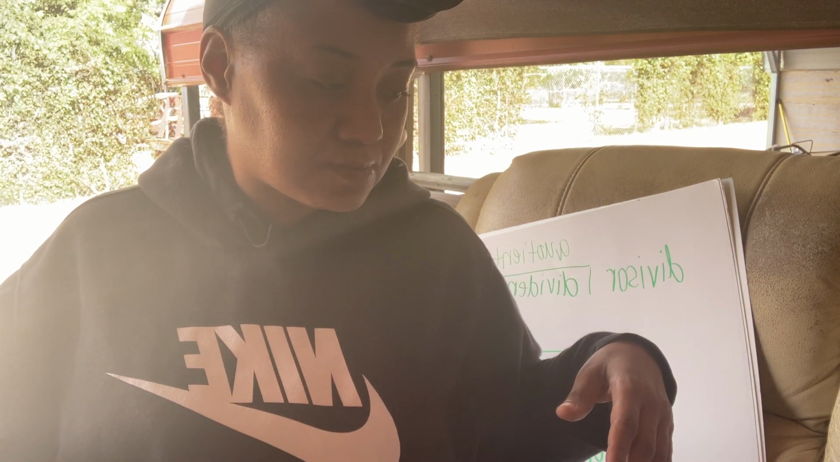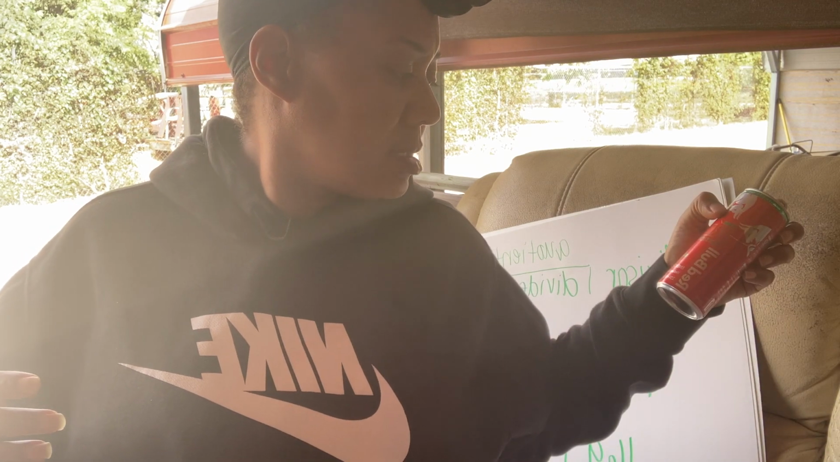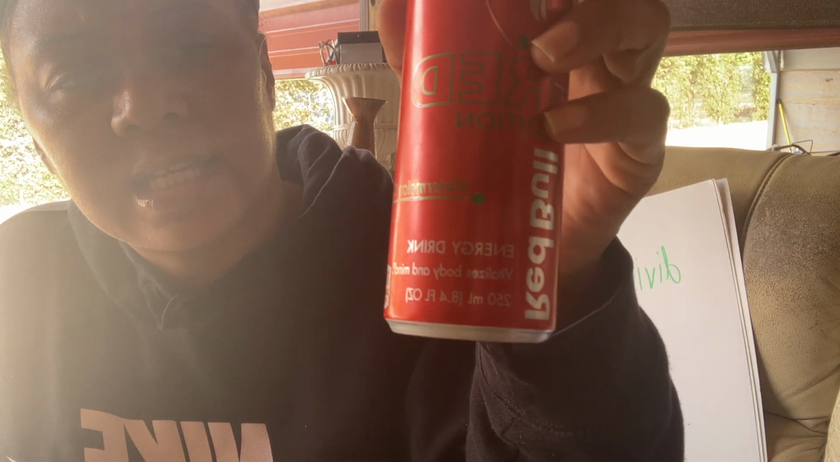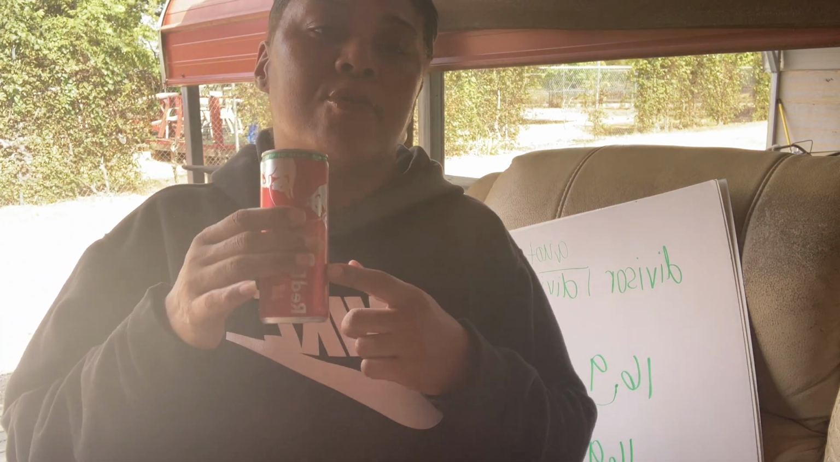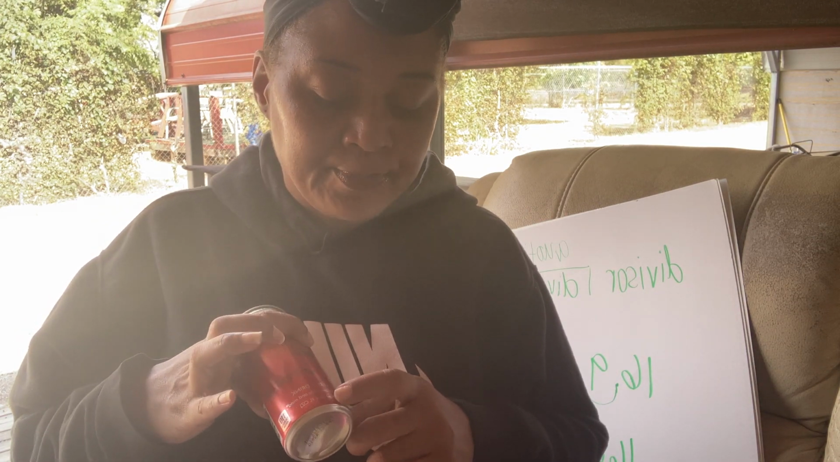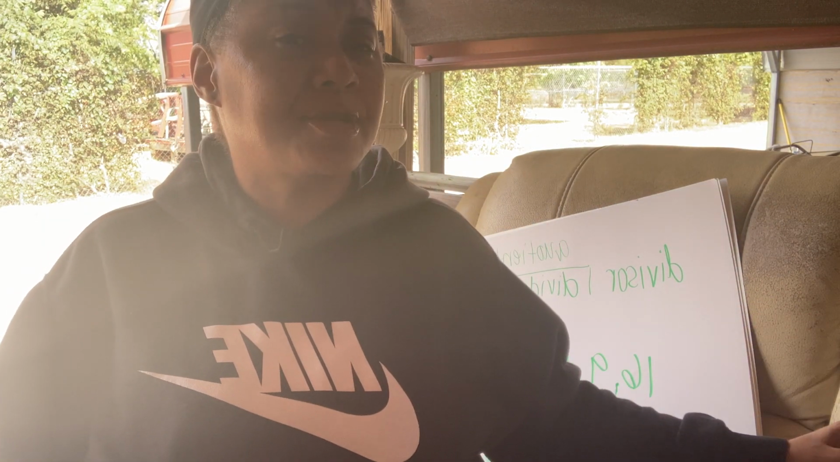You can do that with this Red Bull. If you look on there, it says 8.4 fluid ounces. So it's 8.4 fluid ounces in here. That's a decimal, 8.4. How much did it cost? It was $2.50. So you would divide 250 by how many ounces, which is 8.4 ounces, and you will get your answer. And that teaches your kids how to divide decimals. So that's what we've been working on.